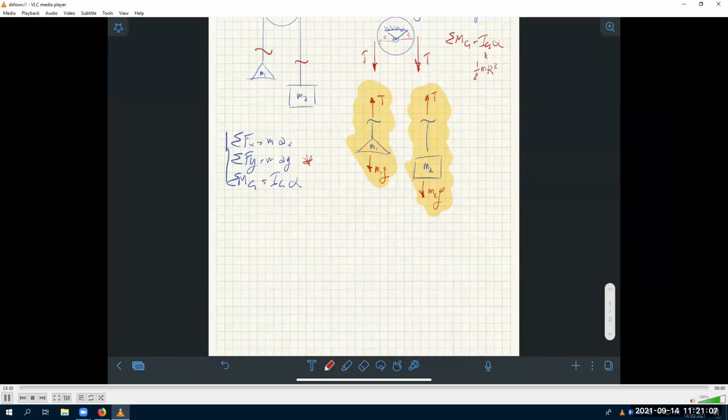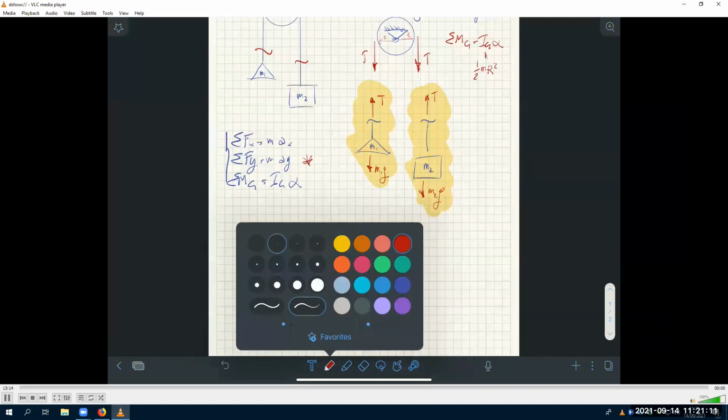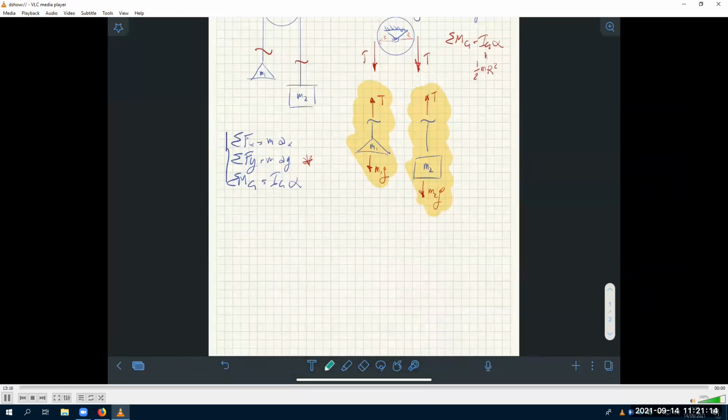So let's use this equation for both masses. But one thing I missed is the reference system, okay? Because I didn't tell you which one is x, which one is y. I'm assuming that you know, but let's make it clear.